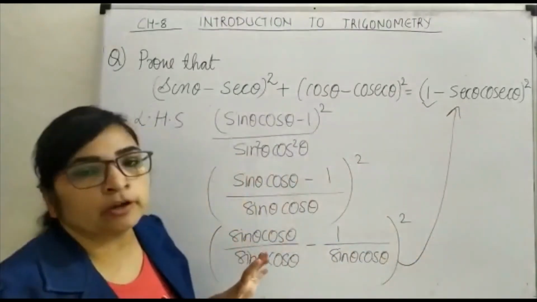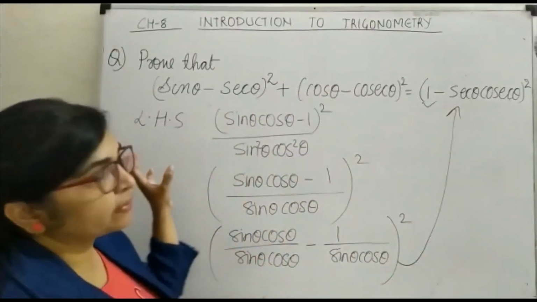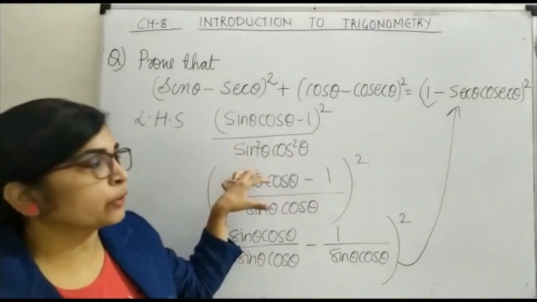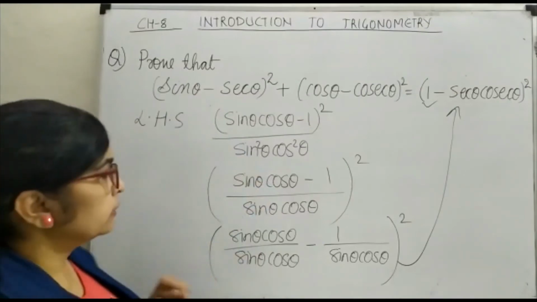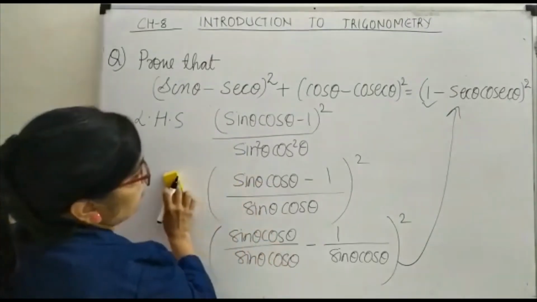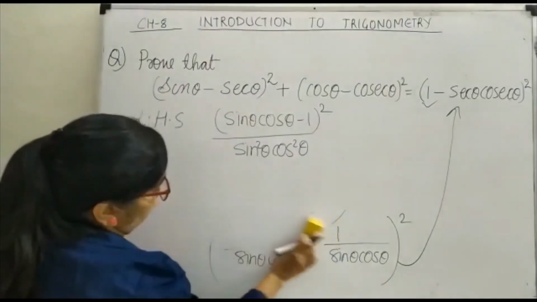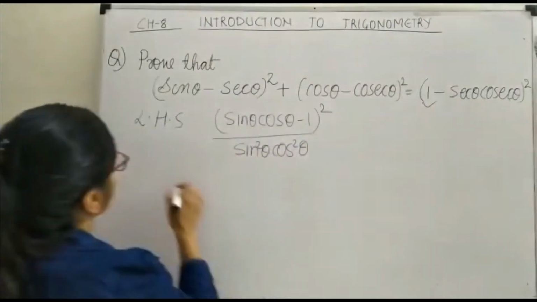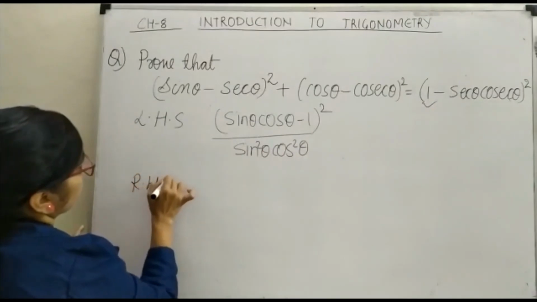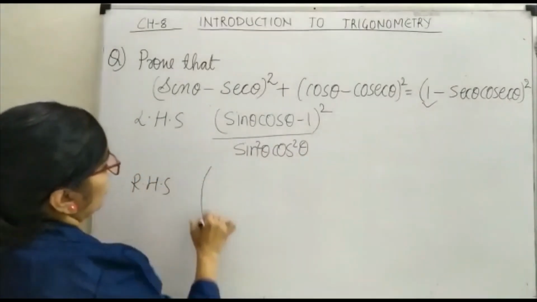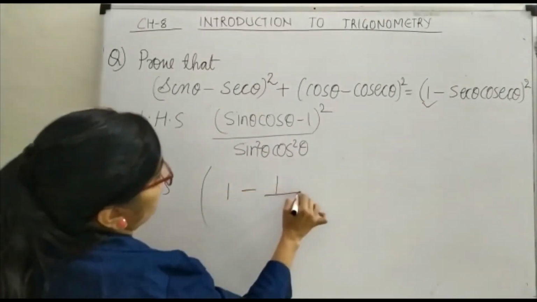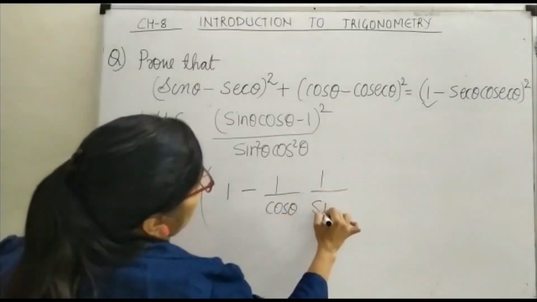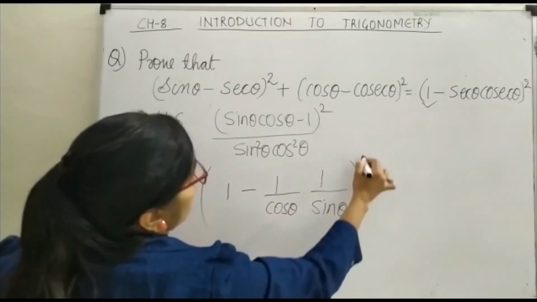This is one way of adjusting the question from left hand side to right hand side. In case, after doing up to here, you don't know what you have to do, then you can just leave your LHS in this way and solve the RHS. Leave the LHS at this step and work on the RHS. The same thing we will do: (1 minus 1 upon cos theta into 1 upon sin theta) the whole square.